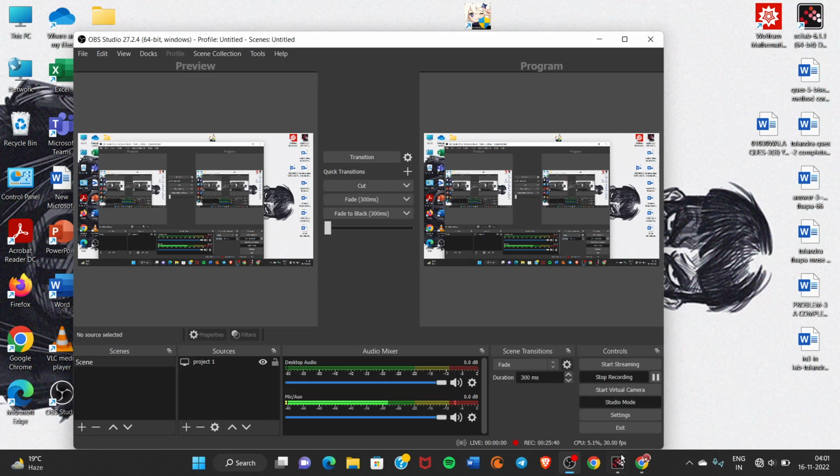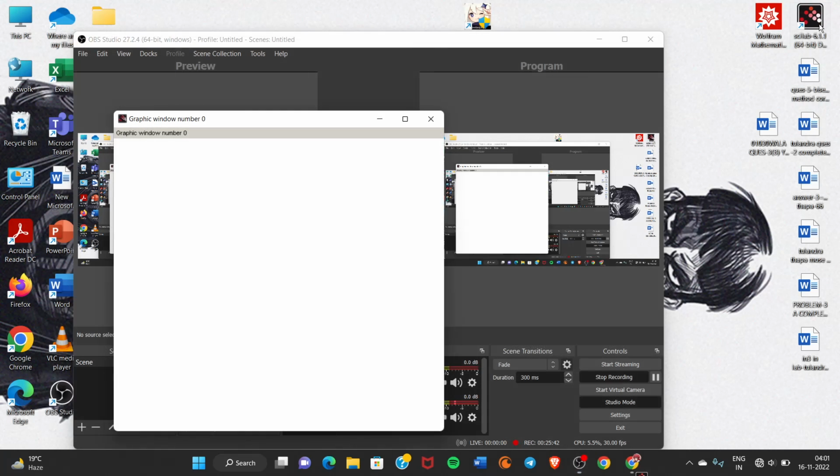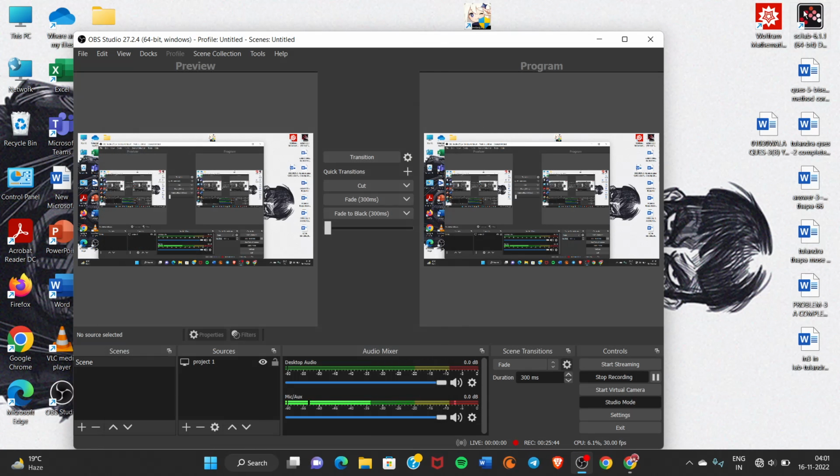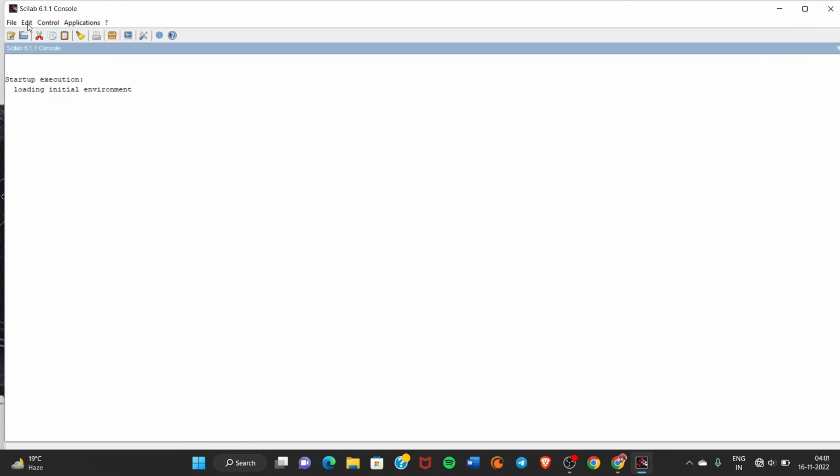So now I will just restart Scilab a single time. This was the graphic window. That's why I was talking about how CLC and CLF would clear it out. So now I will again open Scilab. Let's see what the problem was. It's not opening. So now I suppose it should show.